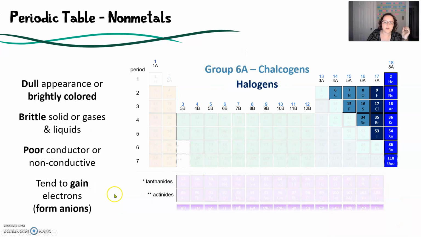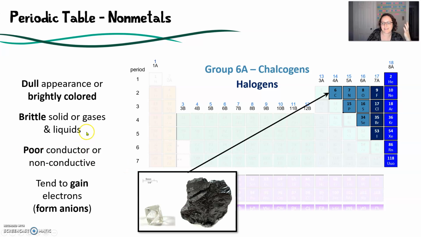The upper right corner of the table contains the nonmetals, which are the primary focus of organic chemistry, and we'll also spend a lot of time working with them in general chemistry. Nonmetals also share the properties listed on the left, and most importantly, nonmetals tend to gain electrons and therefore exist as anions in chemical compounds. Again, a couple pictures for examples here.